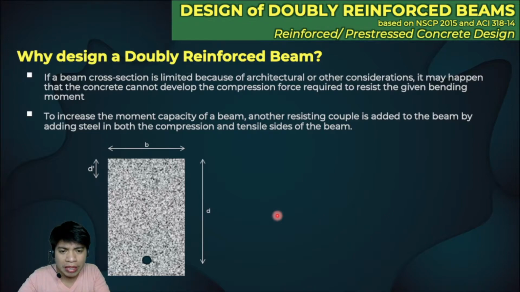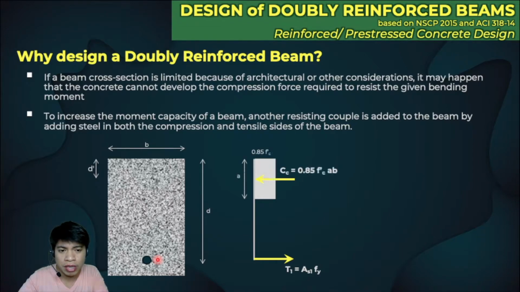Ang gagawin muna natin guys is itatry muna natin siyang i-compute kung pwede ba siyang maging singly. Di ba nga kapag nag-singly tayo guys, dalawa lamang yung forces dito. Yung tension force dito sa may steel bar na to, dito sa may tension side, and of course, yung compression force dito sa ating compression side. So, of course, yung ating tension force will be T equals to As. Sabihin natin guys na T1 equals to As1 multiplied by Fy. Tapos yung ating compression force is compression concrete force, that is Cc equals to 0.85 f'c multiplied by a times b.